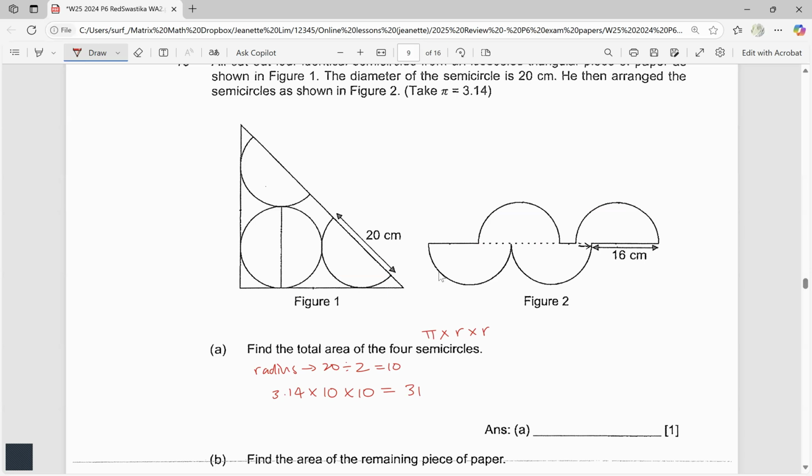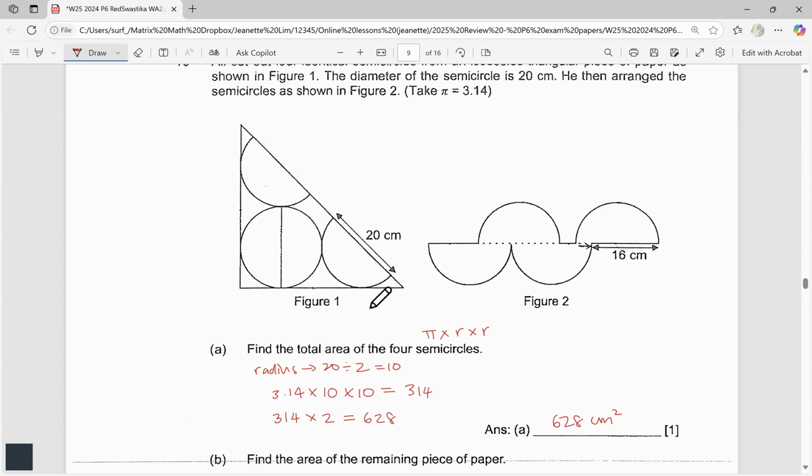So this is 314. Then because 4 semicircles combine to give you 2 full circles, I will take this one circle and times 2. So the answer is 628 square cm. Write your units. And next one, find the area of the remaining piece of paper.